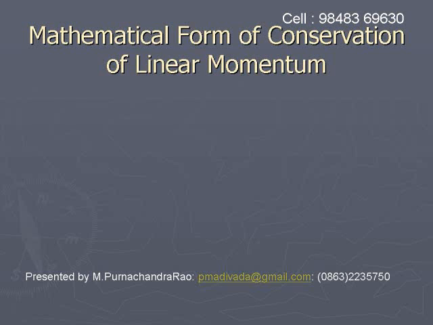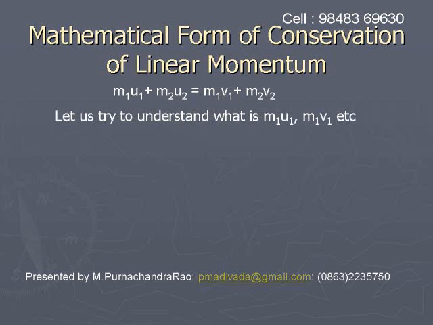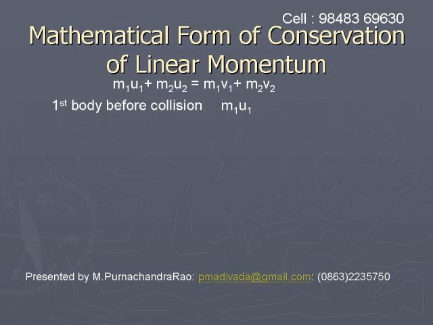Mathematical form of conservation of linear momentum. The mathematical relation is m1u1 plus m2u2 is equal to m1v1 plus m2v2. Let us try to understand what is m1u1, what is m2u2, what is m1v1, and what is m2v2.